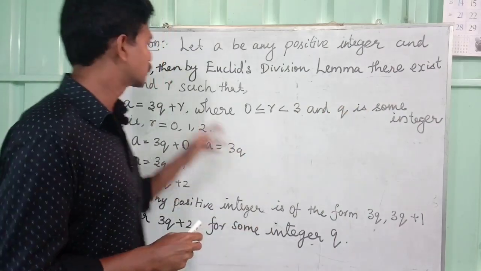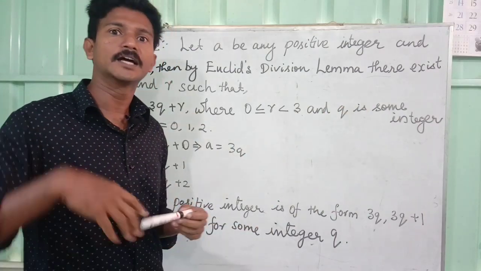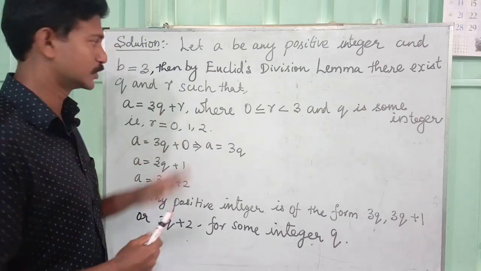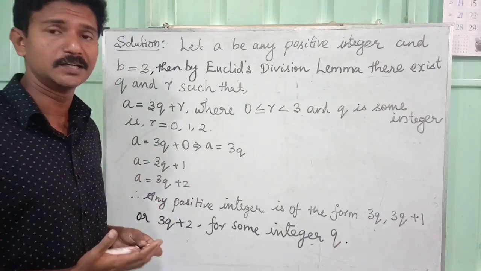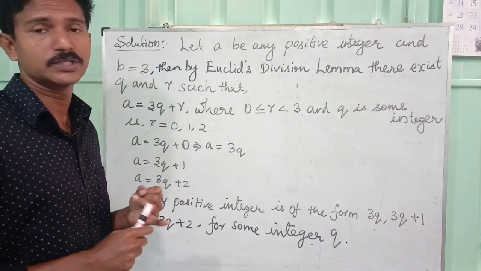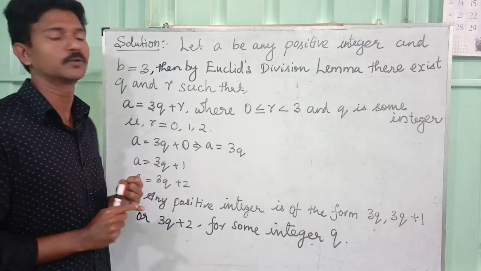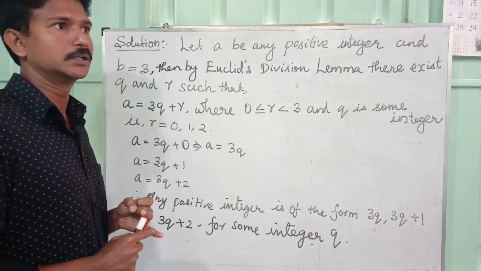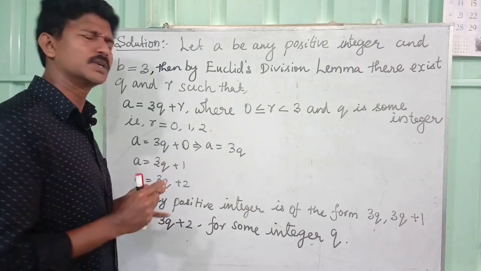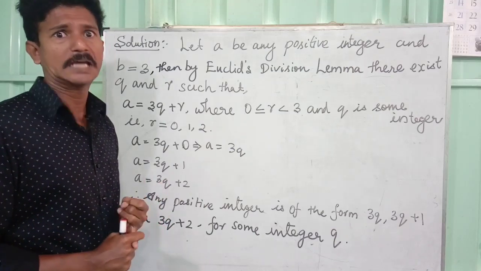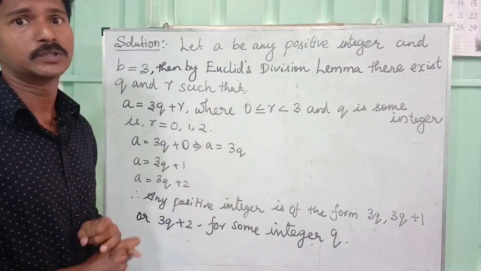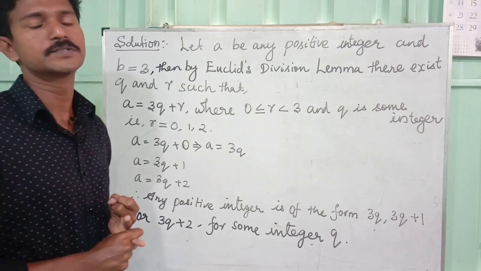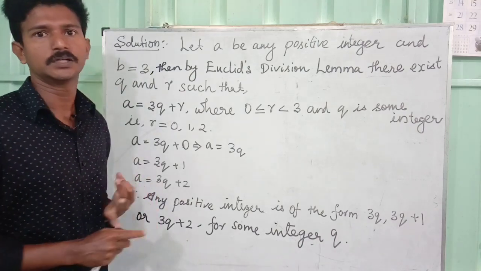And q is some integer, which means it can have any value. It is an integer, so it can be a positive integer, and some integers can be zero also. So we cannot say only positive integers; we can take 0, 1, 2, 3, etc.